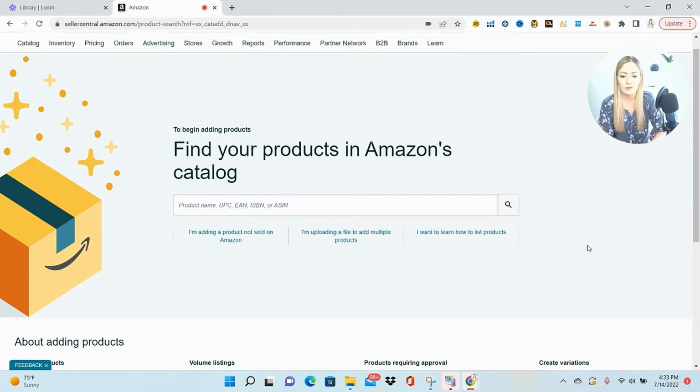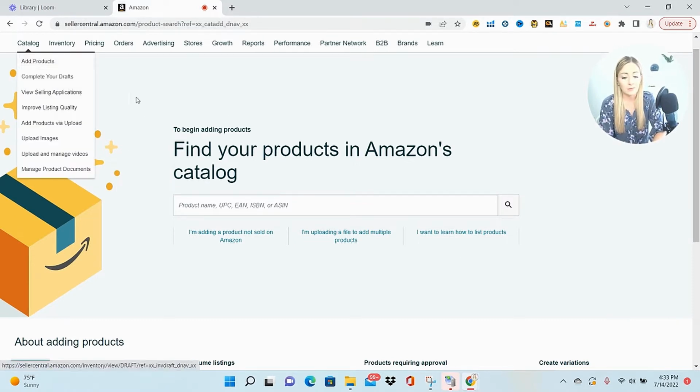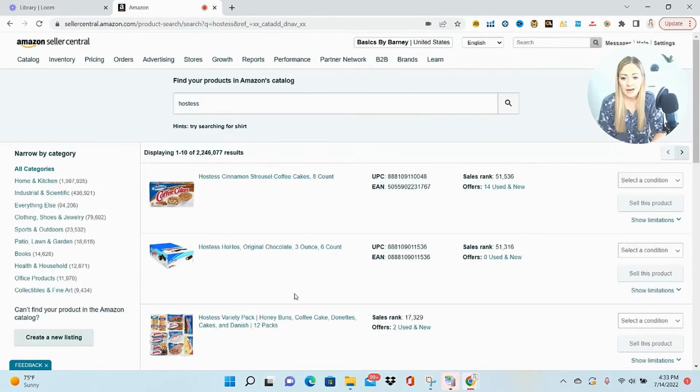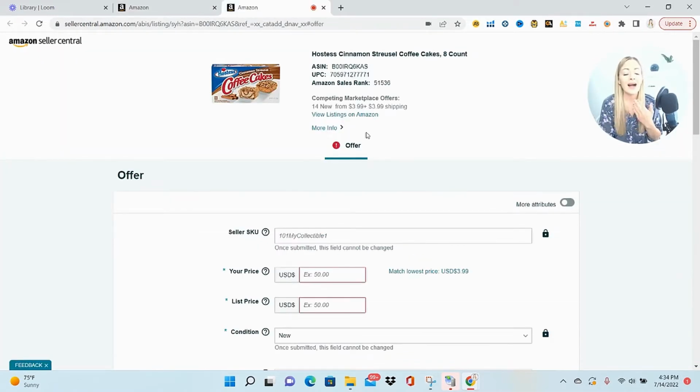So the first thing you want to do is come to your Amazon Seller Central. You're going to go to catalog and then add a product. Right here, you're going to search in Hostess. So we're going to select one of these Hostess products. We don't have it to sell, but we just want to request permission with Amazon to sell the brand. So we see some Hostess products right here. I'm going to select new and then sell this product. I know that I'm ungated in it. I can sell Hostess brand. If this didn't come up and it said you need to request approval, you need to submit an invoice, then you know that you are not able to sell that brand.